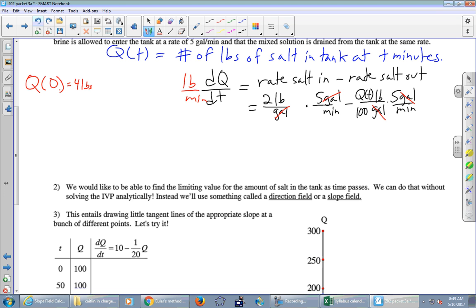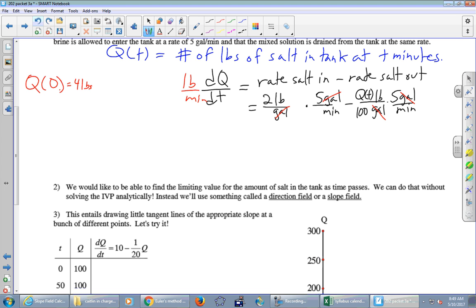And for both of these things on either side of that subtraction symbol, it's a density of salt times the rate the water is moving. And we've just dealt with the complicated piece right here. The density of the salt going out, it's changing, it's complicated. It's got Q in it, but that's okay. It's Q over 100.